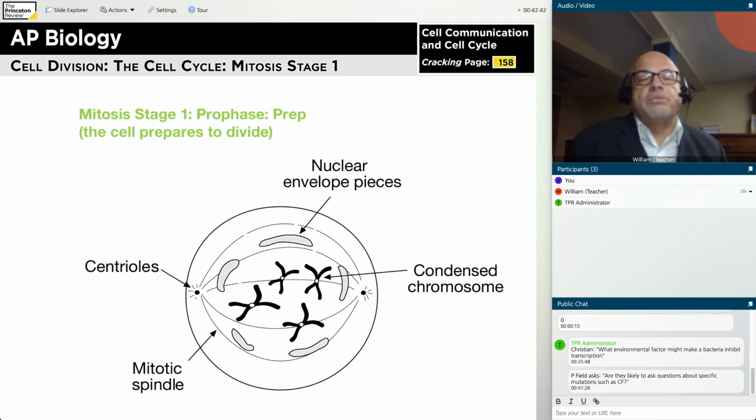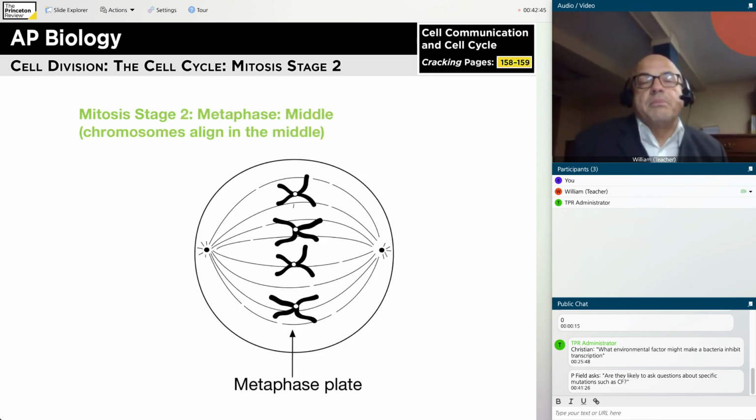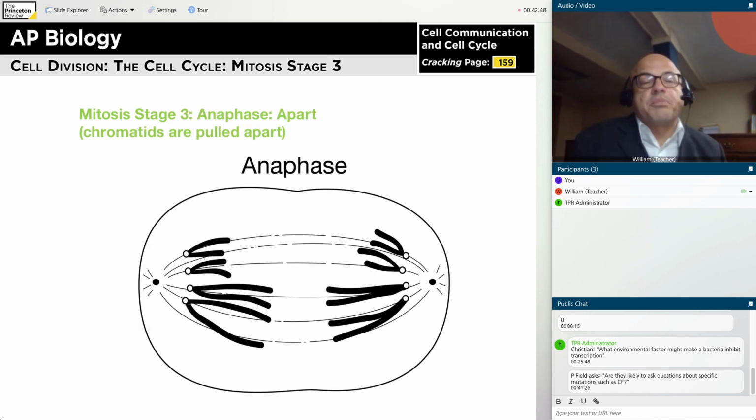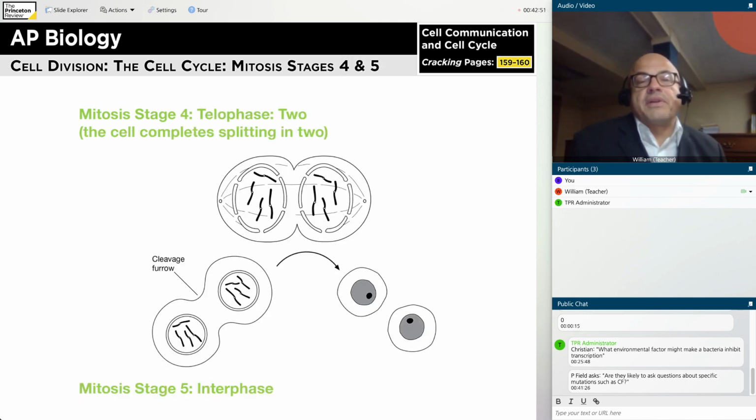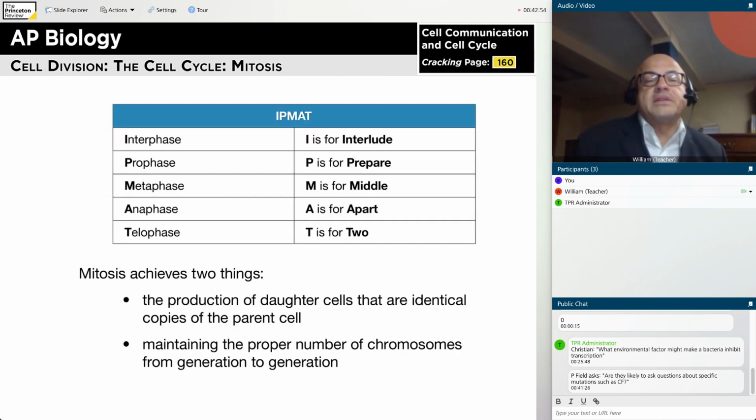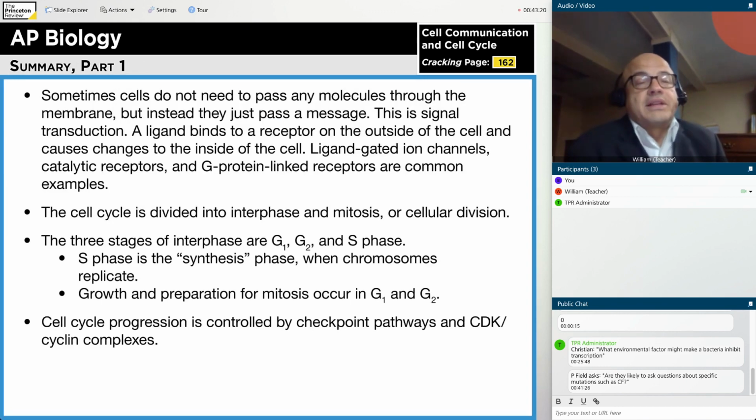Prophase, you have to know your steps. Everything aligns in metaphase, and in anaphase, things pull apart. Then in telophase, you split into two. Interphase is your next phase. So have a way to memorize this as well as understand the basic things of each one of these, okay? IPMAT is a good acronym for that. The bottom line is what you come out with: daughter cells that are identical to the parent, with the proper number of chromosomes, and that's the way the world works. Otherwise, we would be in all kinds of problems, right? Life would not exist if we didn't have that regulation.